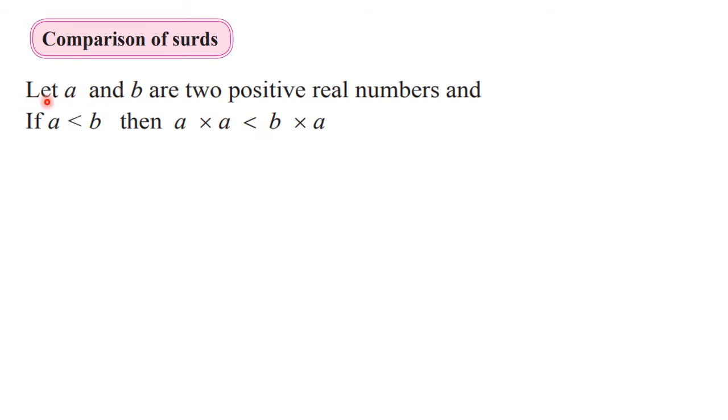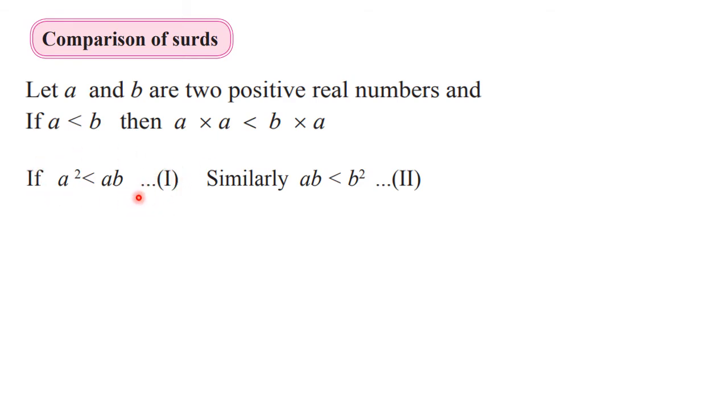What is done here is, if a and b are two positive real numbers and the condition is that a is less than b, that means a is smaller and b is bigger. Now this is an inequality and we can multiply by a positive number to both the sides of the inequality. This we have seen. If we multiply by a positive number, then the inequality sign does not change. So here both the places we are multiplying by a. So a into a is less than b into a. So a into a becomes a square and b into a becomes ab.